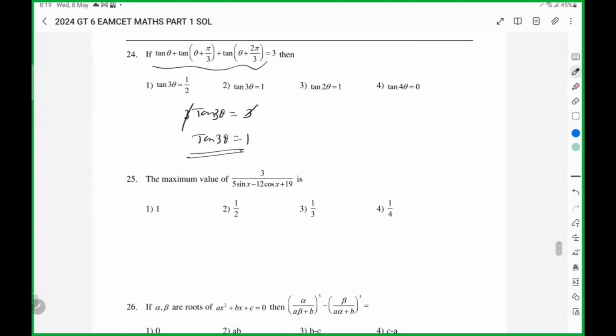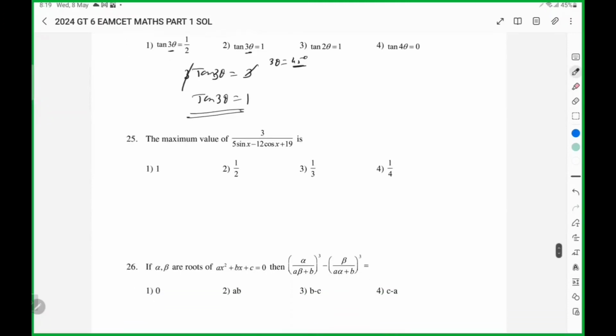Here what I suggest you is, the known value here is this 3 theta, you take it as 45 and substitute the theta value and you can cross check it. But that also seems to be laborious. Okay. Here maximum of the expression, maximum means denominator must be minimum. Minimum of denominator is this. So minimum of denominator is 19 minus 13, so 6 you get. So maximum will be 3 by 6, which is half.